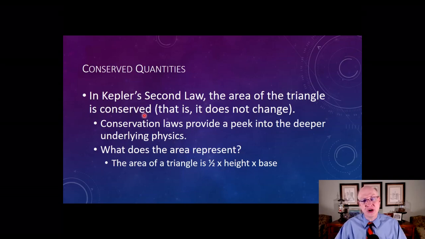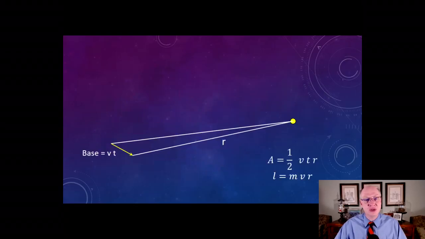Well, what's being conserved, according to Kepler, is the area of the triangle. What does the area represent? Well, think about a triangle. The area of a triangle is 1/2 times the height times the base. So let's think about the orbit of this comet. So here's the sun. The comet is on this highly elliptical orbit around the sun. So here's just a moment in time. We've got the distance here from the comet to the sun, and we've got the base. And the area is just 1/2 times the height, which is r, times the base.